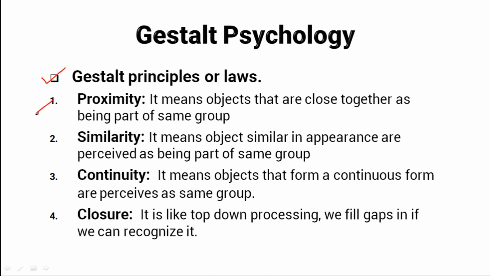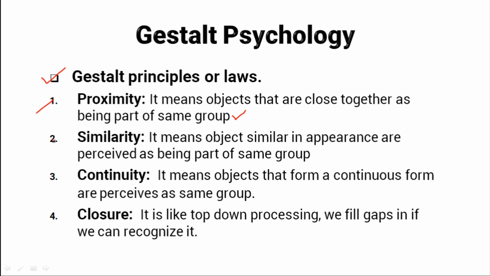It means that objects that are close together are perceived as being part of the same group. So according to this principle, objects that are close to each other tend to be perceived as a group. For example, imagine a group of dots arranged in a scattered manner. When these dots are closer to one another, we perceive them as forming a shape or a pattern.